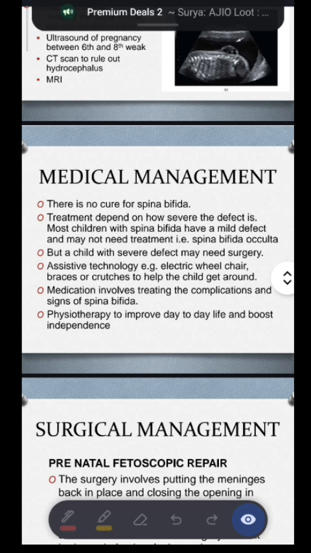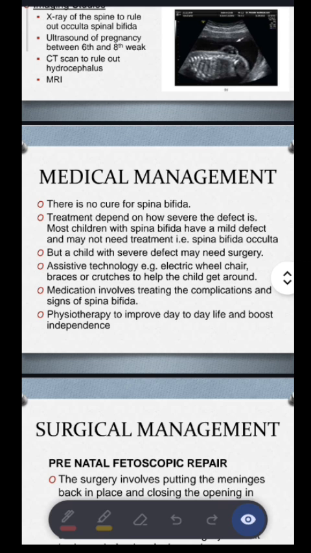But a child with a severe defect may need surgery. Assistive technologies, for example, an electric wheelchair, braces or crutches to help the child get around. Then medications involve treating the complications and signs of spina bifida. Then physiotherapy to improve day-to-day life and boost independence.